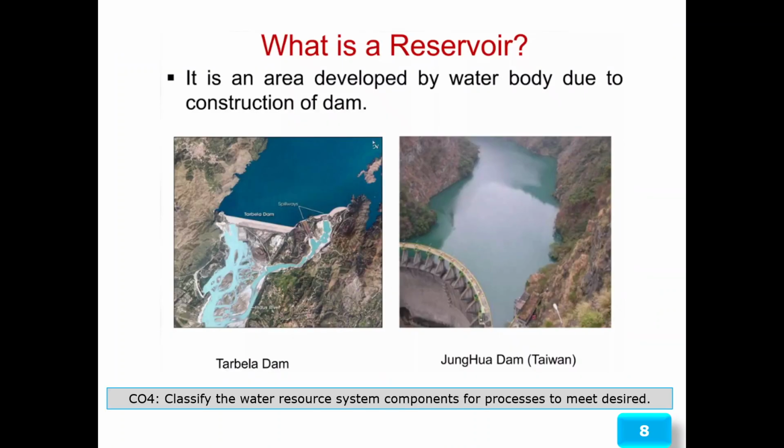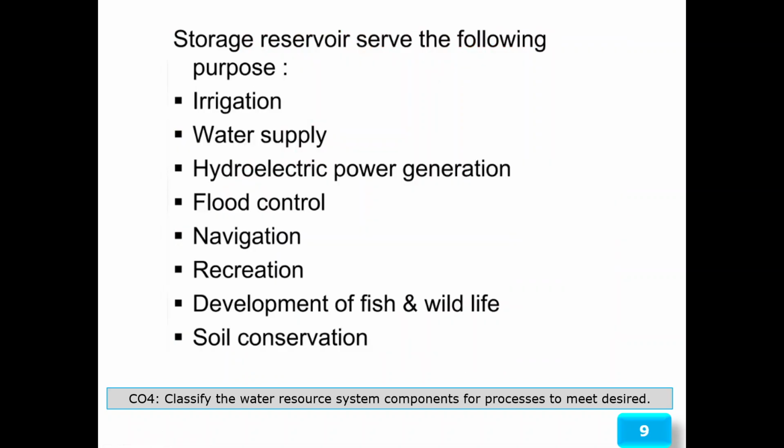First of all, we should know what is meant by a reservoir. It is an area developed by a water body due to construction of a dam, like a check dam or dam, whatever it may be. See the two pictures clearly, which show the place that plays a vital role for the reservoir of water. A storage reservoir serves the following purposes: irrigation, water supply, hydroelectric power generation, flood control, navigation, recreation, development of fish and wildlife, and soil conservation.